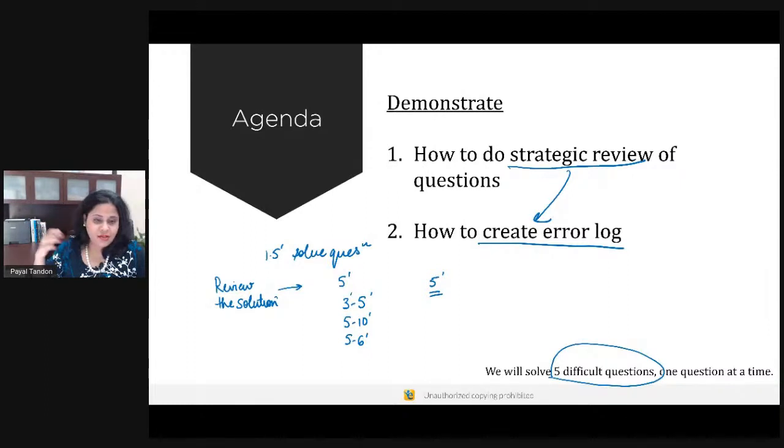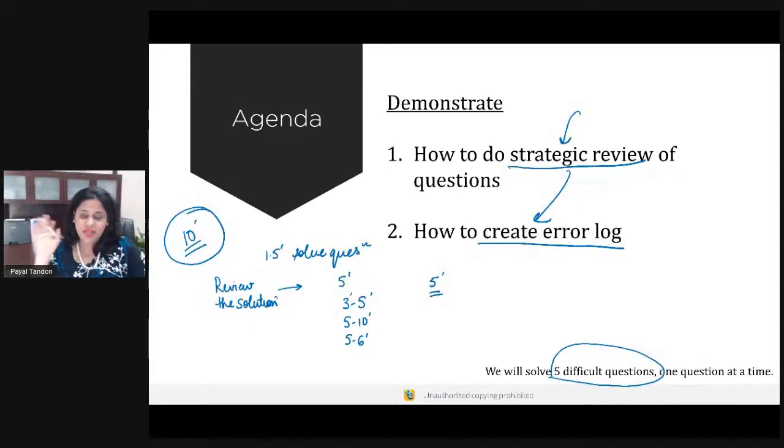Now, as we get to the end of this session, as you review two of the questions, what you're going to find is that my rule of thumb is you need to be spending at least 10 minutes to review the solution in order to do effective strategic review. And this is especially critical when you are in stage 1 of learning.